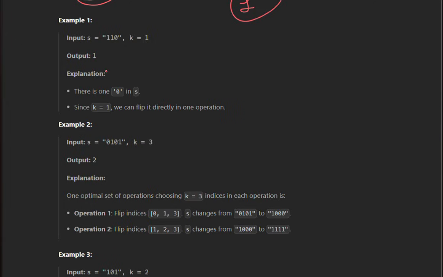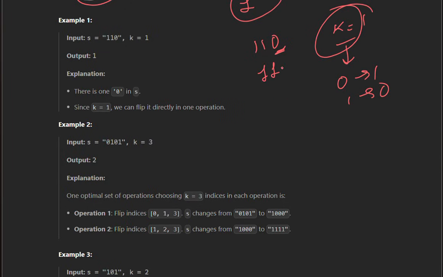So the first example is we are given 110 and k is equal to 1. That means we can choose one index and flip 0 to 1 and 1 to 0. So what we'll do is we'll select this index and convert 0 to 1. Now we'll get this string. So all the characters are 1. So our requirement is fulfilled in only one operation, right? Let's see the next example.